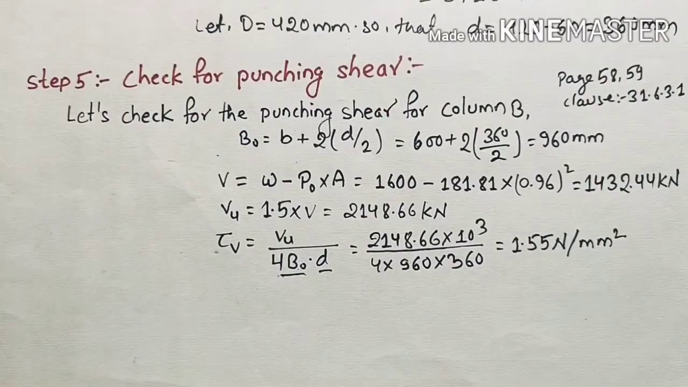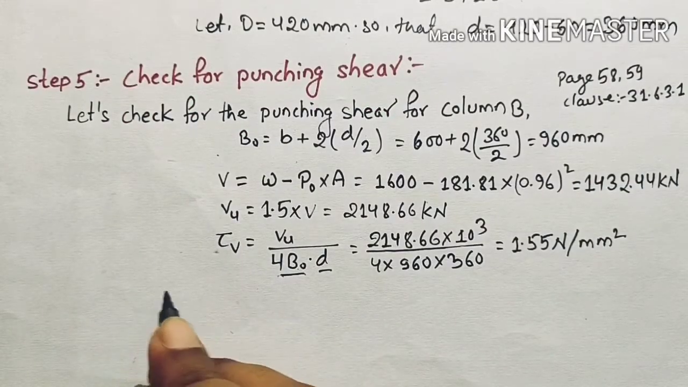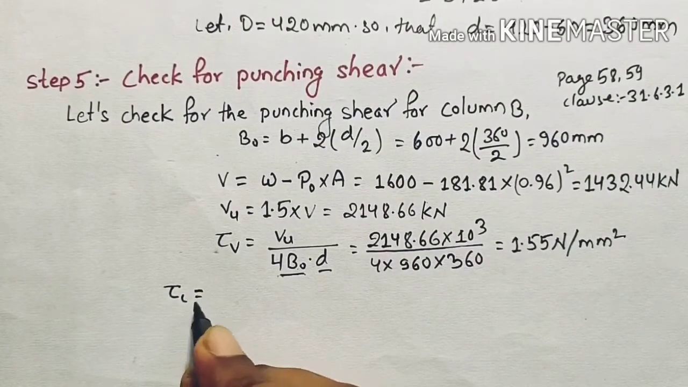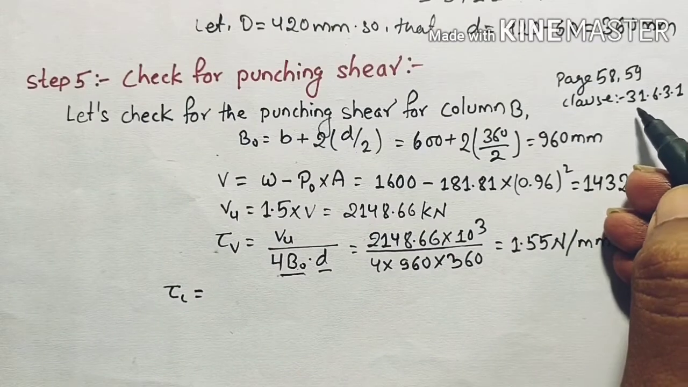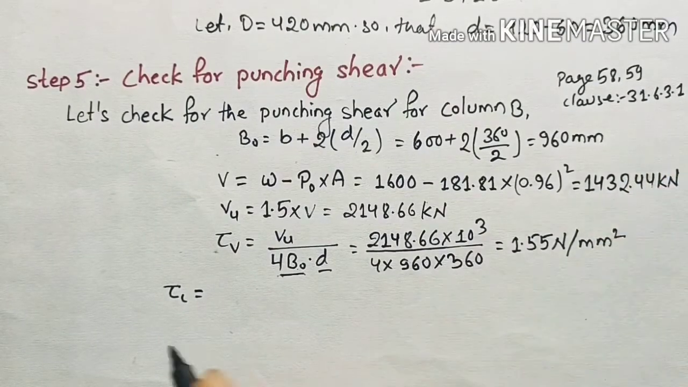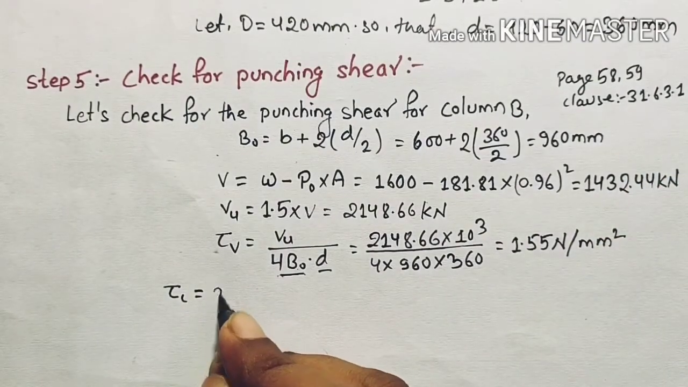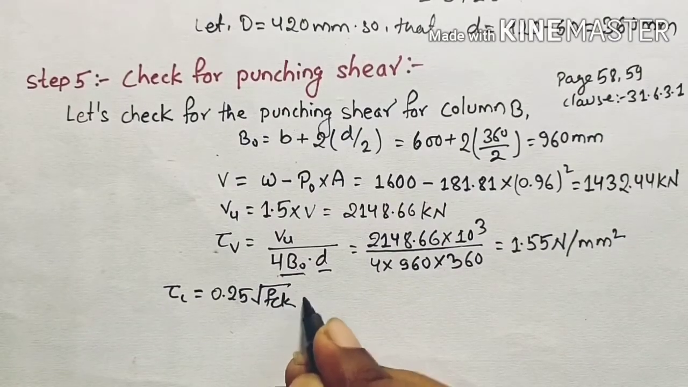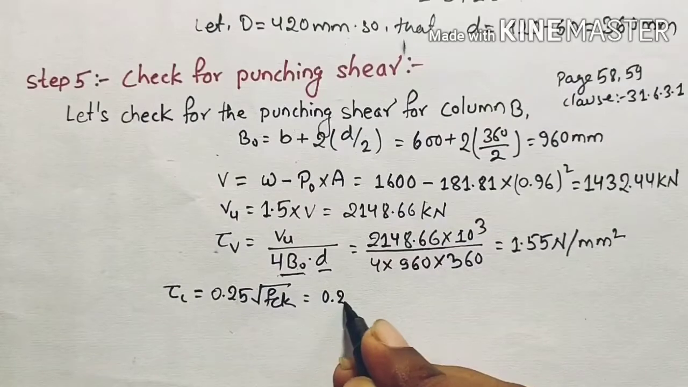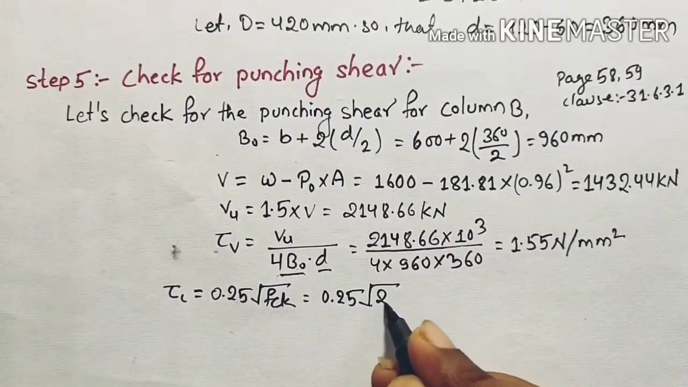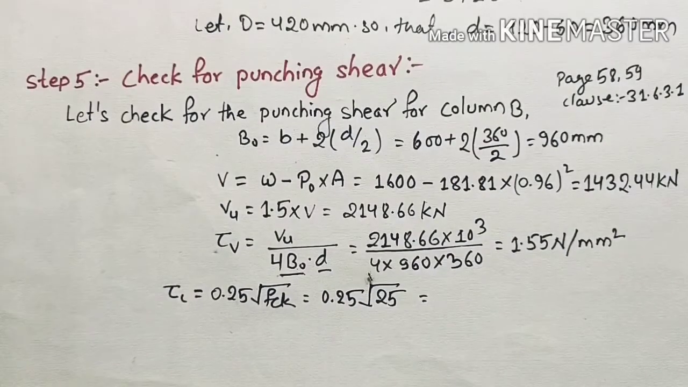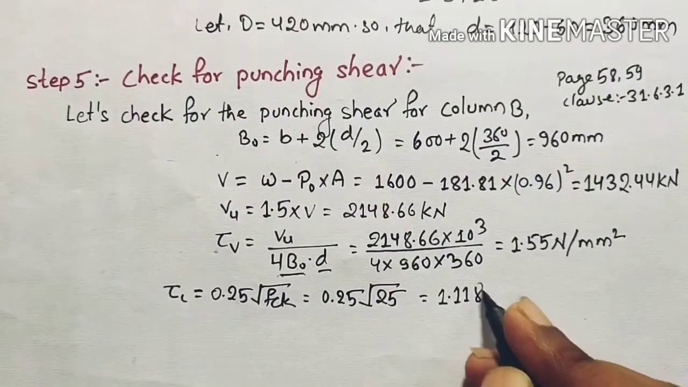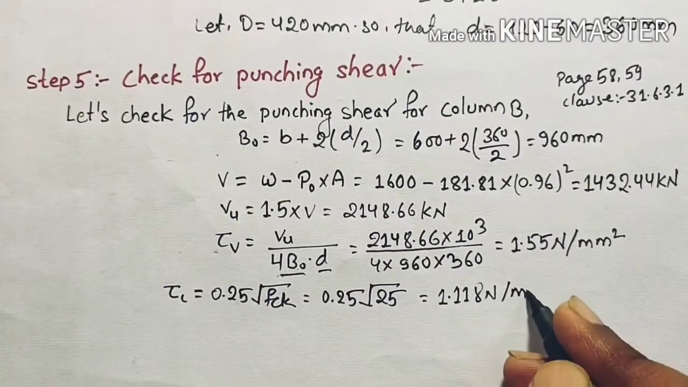Now after finding the value of tau v, we need to find the value of tau c, and from the code, as per the provision of clause 31.6.3.1, we have tau c equals 0.25 times root under fck. So put the value of fck equals 20, and we will get here 1.118 Newton per millimeter square.